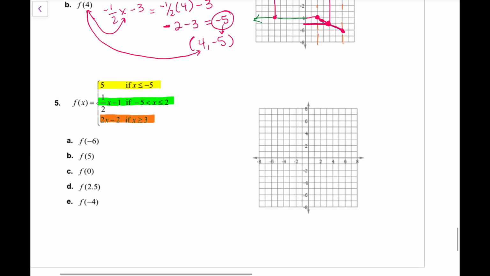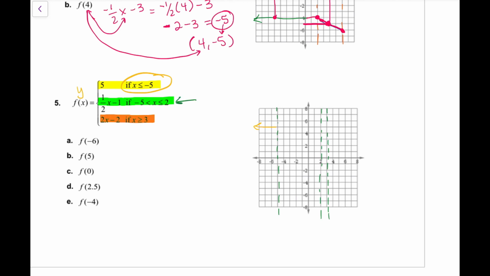Okay, so our boundaries are at -5 and 2. And then we also have a 3. So our first equation is y equals 5. So y equals 5 looks like this. But we only want that equation if x is less than or equal to -5. So what I'm going to do is I'm going to take the eraser and I'm going to erase everything on the right side.